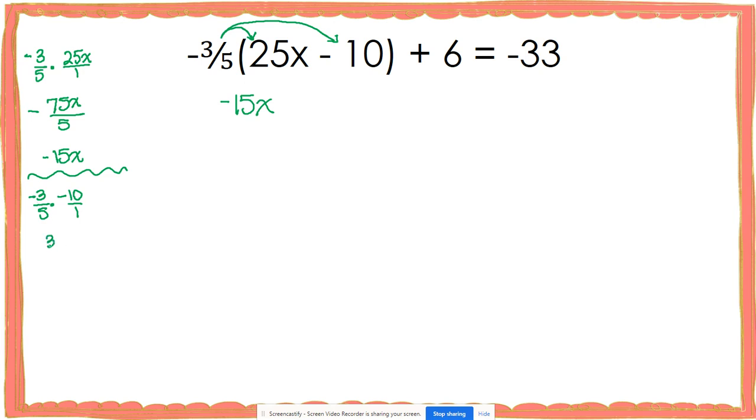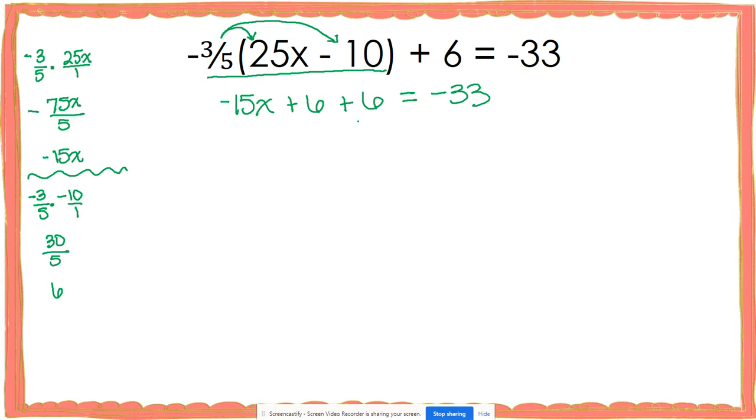3 times 10 is 30, and 5 times 1 is 5, so this is 30 over 5, and we know that this is going to be positive. So all we have to do is divide 30 by 5, which gives us 6. Now, since this is positive 6, I'm going to write plus 6 here. So what I've done is I've simplified this part of my equation, but I still have this plus 6 on the outside of my parentheses that I need to rewrite, along with my equals negative 33.